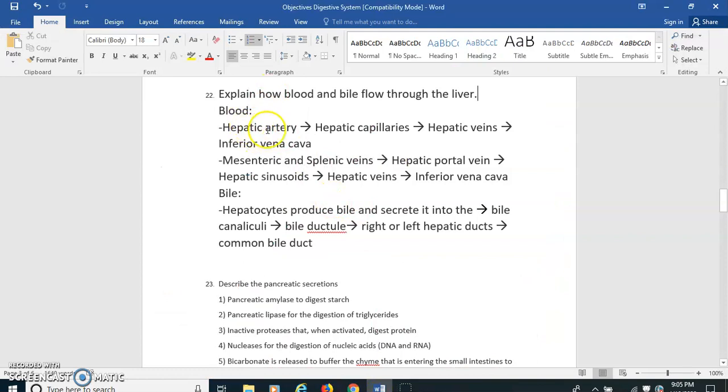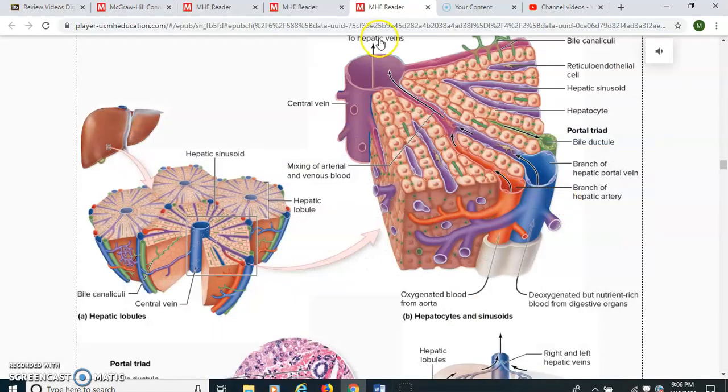So you start with the hepatic artery, hepatic capillaries, hepatic veins, and then the inferior vena cava. And again, this is the one that's oxygenated and carrying all those nutrients and oxygen to the hepatocytes. And then from the mesenteric and splenic veins, that blood moves into the hepatic portal vein, into the hepatic sinusoids, hepatic veins, inferior vena cava. So that's a little breakdown of the flow of blood through the liver.